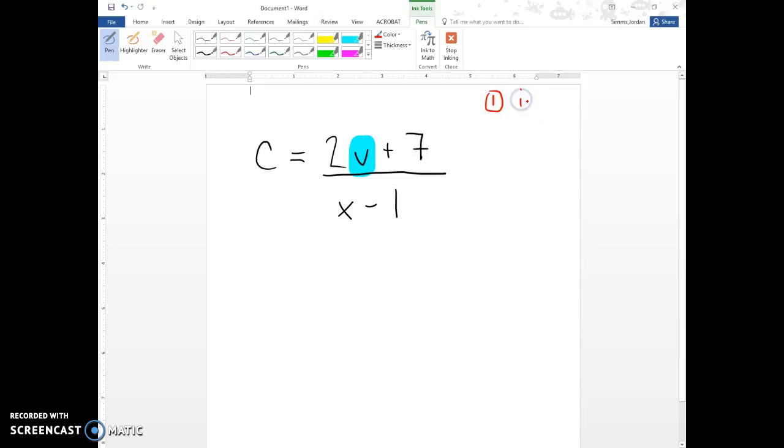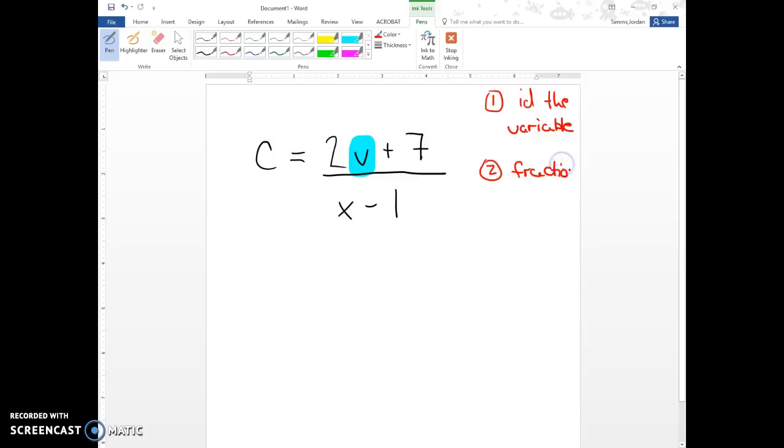Number one is ID the variable. Okay, what is it that we want to do here? What do we want by itself? And it's okay to use a highlighter or you can circle it just to keep in your mind what's going on. The second step, number two, is fractions.